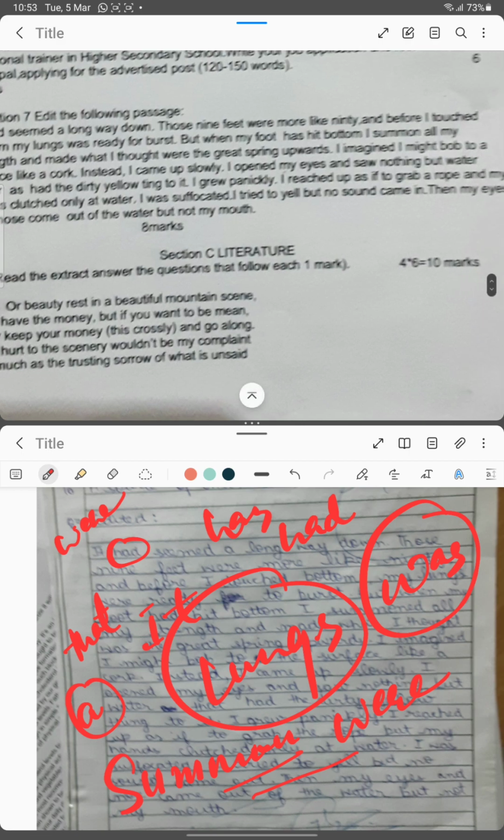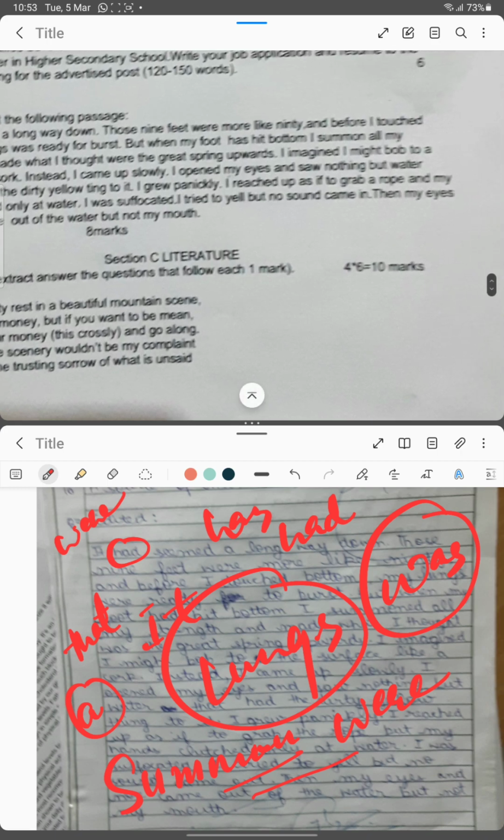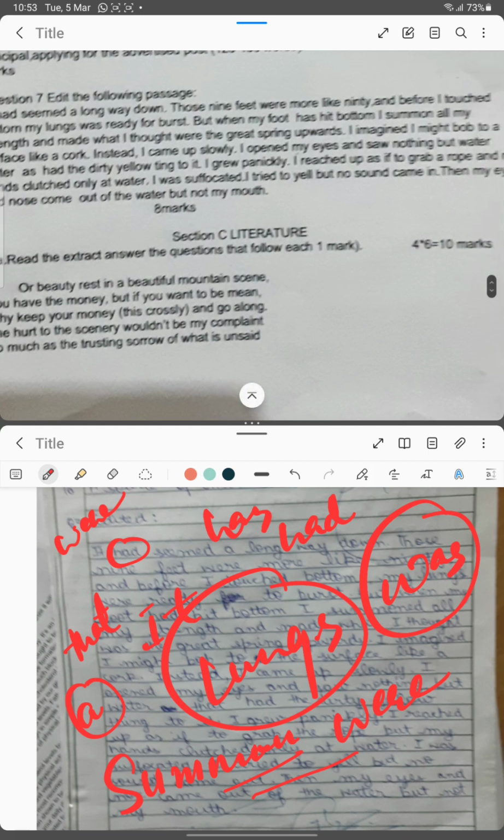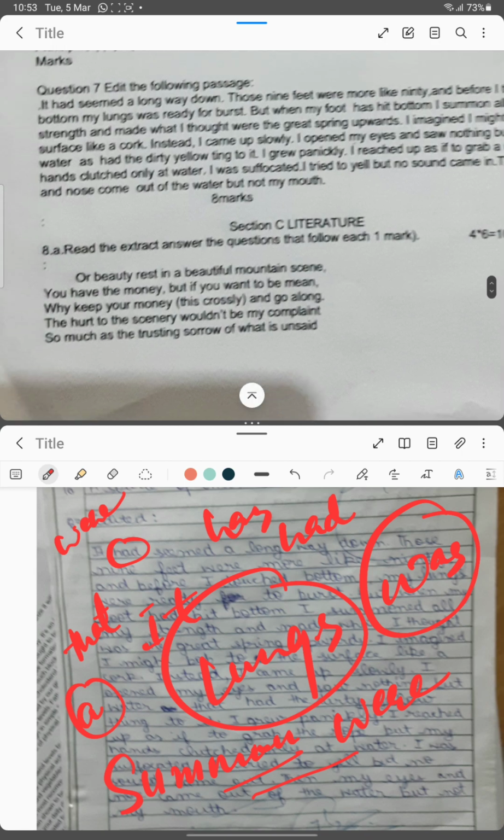Like a cork. Instead, I came up slowly. I opened my eyes and saw nothing but water. Water had the dirty yellow tinge to it.